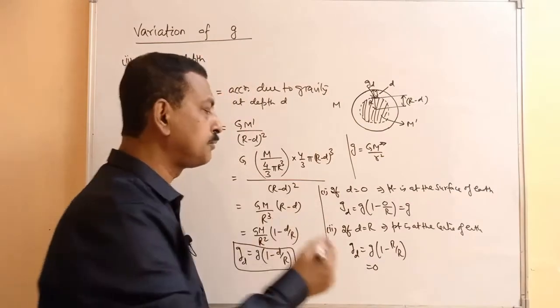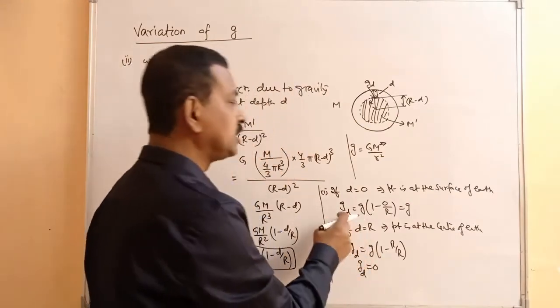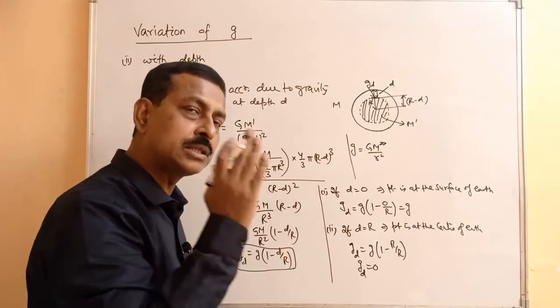So on the surface of Earth, acceleration due to gravity is g, but at the center of the Earth it will become 0.